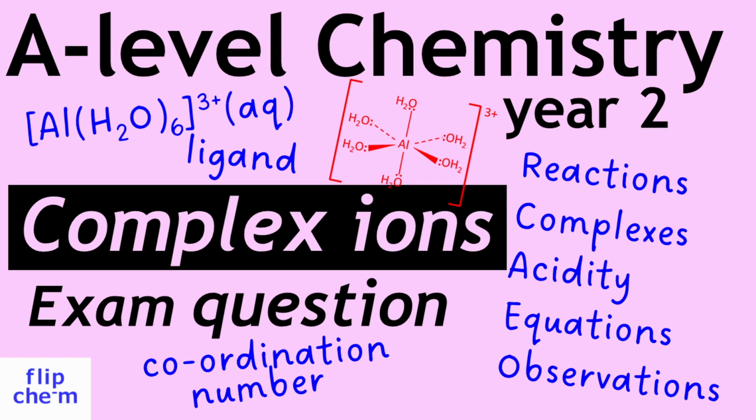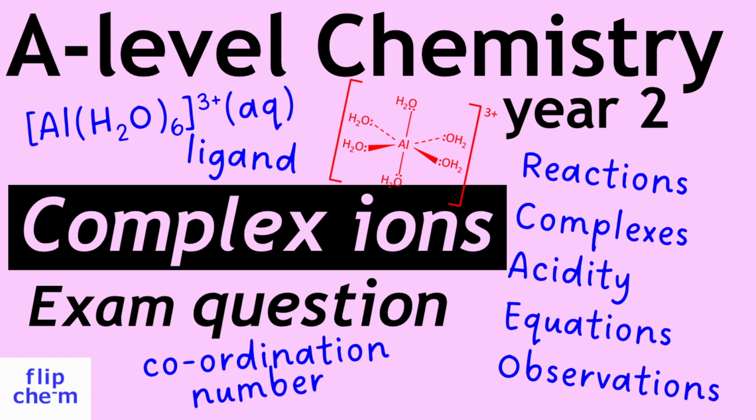Welcome everyone. In this walkthrough, we'll look at an exam question involving some of the reactions of aluminium compounds. I'll start with a description of key terms associated with this topic. The question is taken from an A-level chemistry paper. Details are in the description.